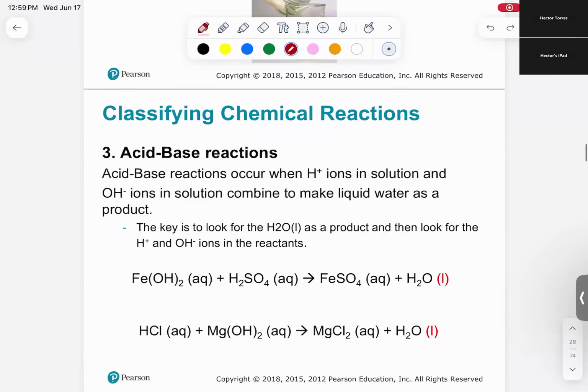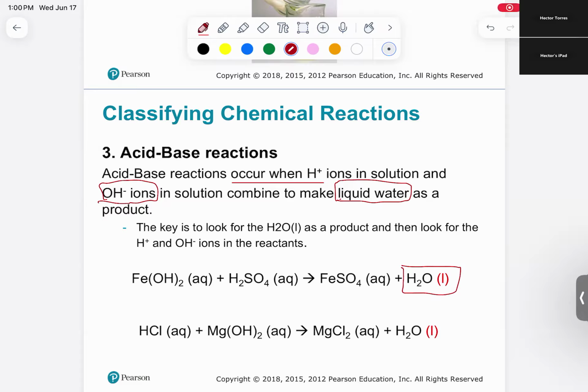Okay, and then the last one is going to be our classification of acid-base reactions. Acid-base reactions occur when H+ ions in solution and OH- ions in solution combine to make liquid water. So those are the main things we're looking at. In our example, the first thing you're going to look for is the water. Water is always going to be a good tell.